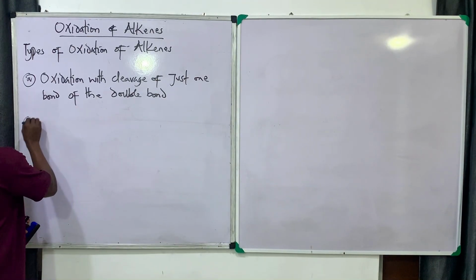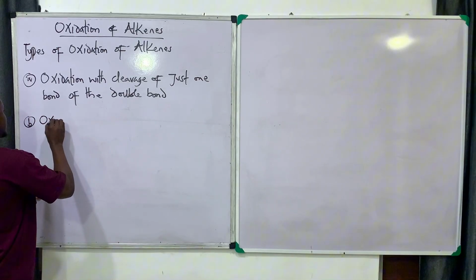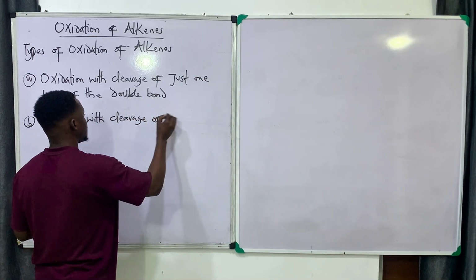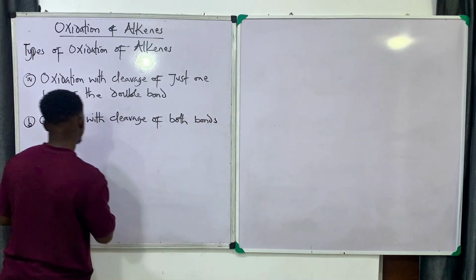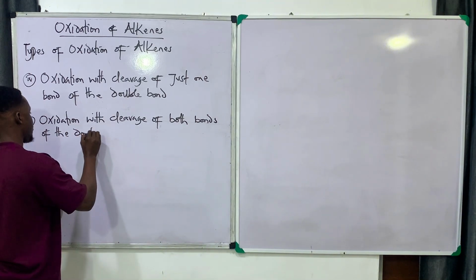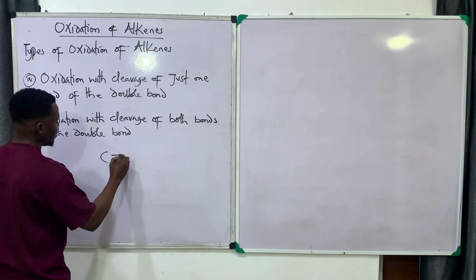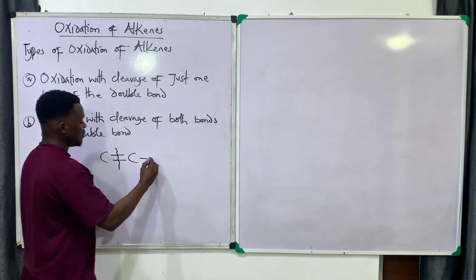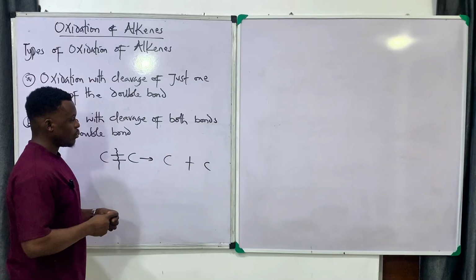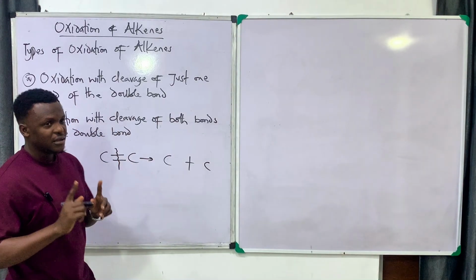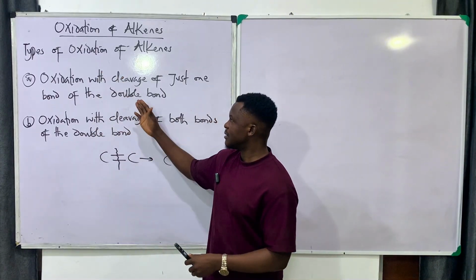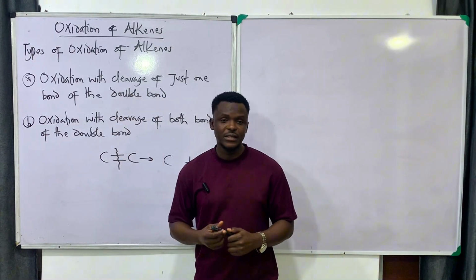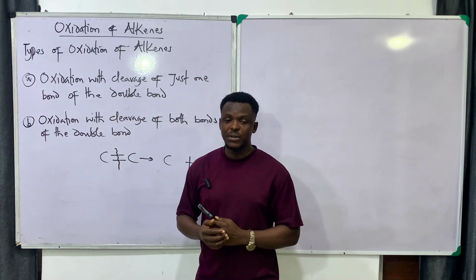Now the next one, oxidation with the cleavage of both bonds of the double bond. Imagine if you have something like this. This is a case where these two bonds split into two, and then it gives rise to this plus this. But do not forget that in exams, they will not really write this out and ask you which type of oxidation it is. The reagent that each of them reacts with will help us understand whether it's going to be A or B.